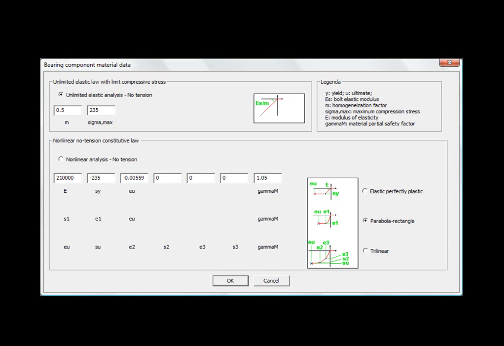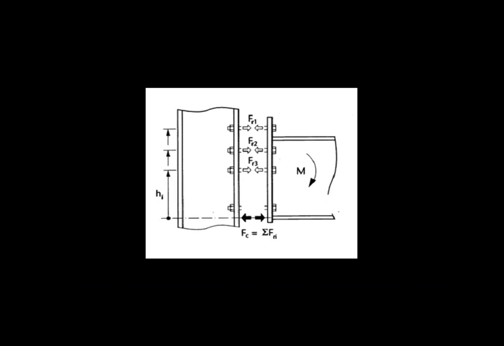Users can define not only linear laws, but also elastic perfectly plastic, parabola rectangle, or trilinear laws for the bearing support. Sometimes a bolt layout anchored to a plate that is subject to bending may exert a rotational force on it about one of its corners. This behavior can be simulated using a constitutive law that makes the bearing support much stiffer than the bolts, for instance by setting m equal to 0.01 or 0.001 if linear.